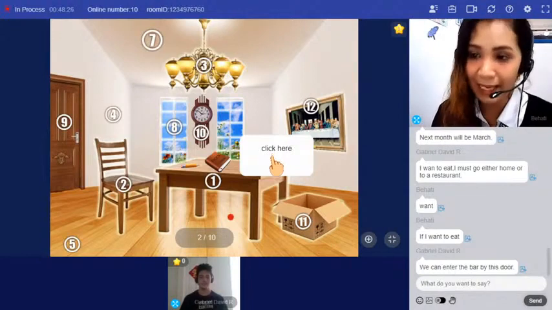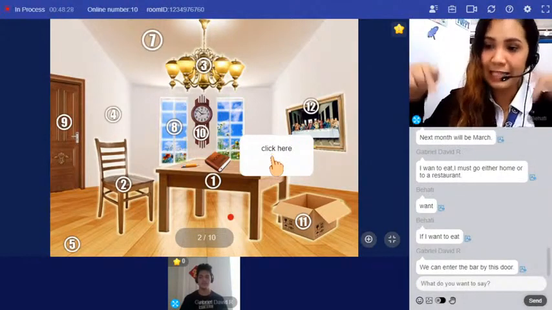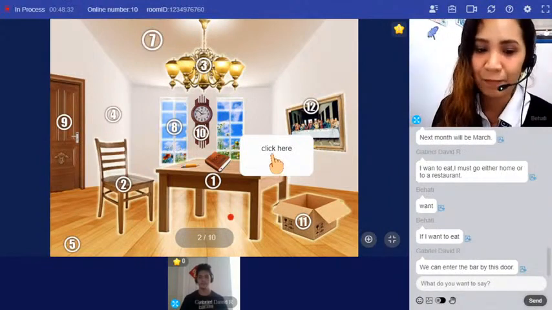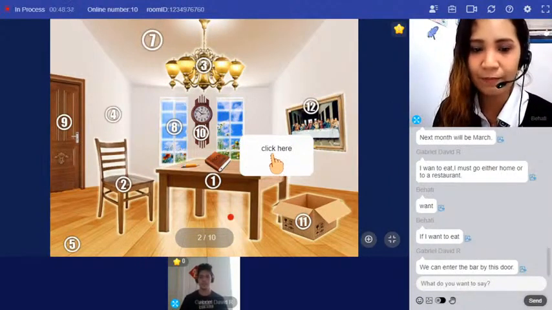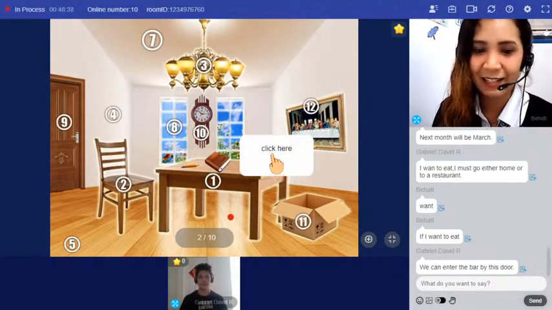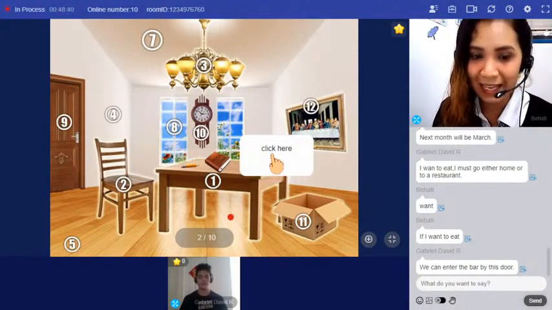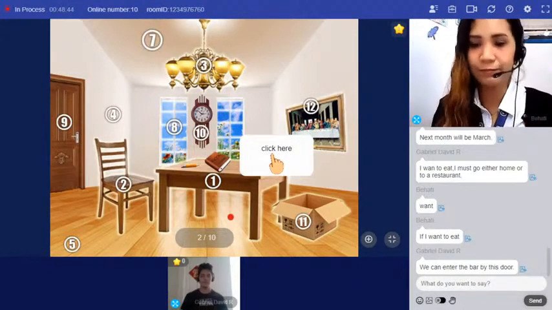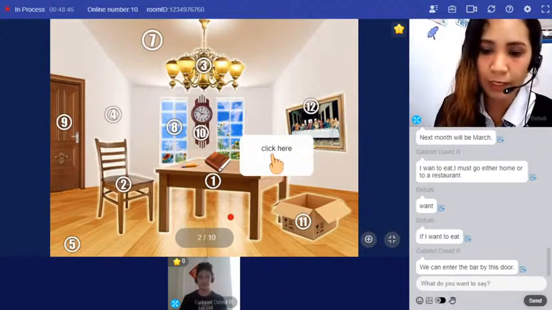If you help me, do you think we can lift this table together? Yes, if I help you, I think we can lift that table together.